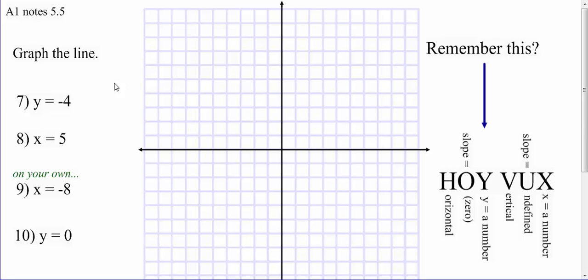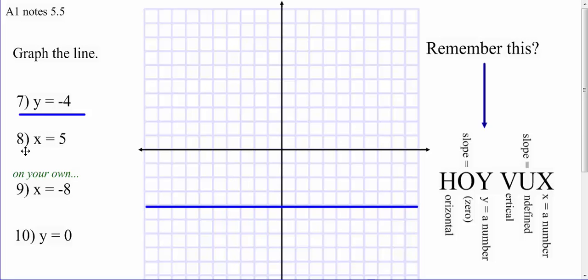So here we go, graph the line y equals negative 4. I'm going to do these really quick. I'm going to just underline the color I'm using. There, that one's in blue. Y equals, that's horizontal, negative 4. 1, 2, 3, 4. Horizontal line. Boom. Done. There it is.